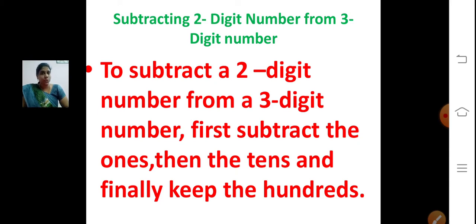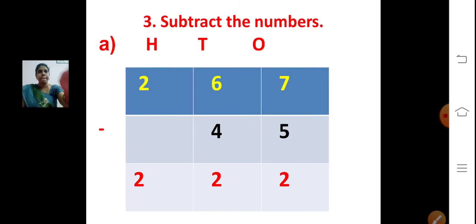So to subtract a two-digit number from a three-digit number, first what do we have to do? First we subtract the ones place, then the tens, and then finally keep the hundreds. Let's see the sums now. Subtract the numbers A. We are going to subtract 267 minus 45.